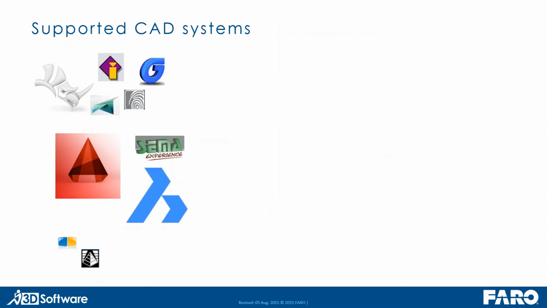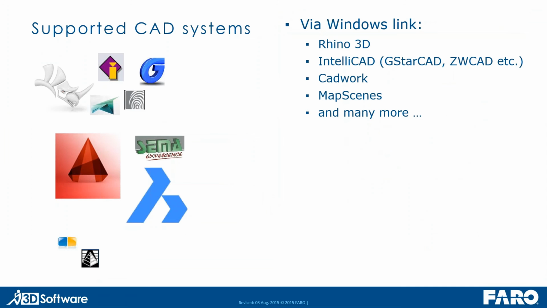So for you, because I cannot show all the CAD systems, I have a list of which CAD systems are supported by VirtuSurv. Via the generic Windows link, we can get data into Rhino 3D or any IntelliCAD CAD system, or CAD system based on IntelliCAD like GStarCAD, ZWCAD or DraftSight, and many more. And it also works with CAD work and map scenes.